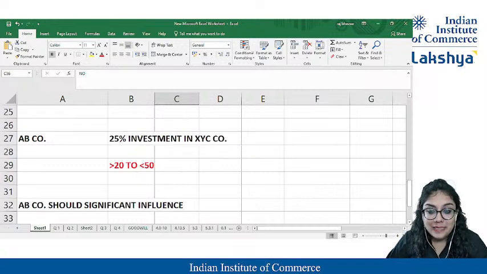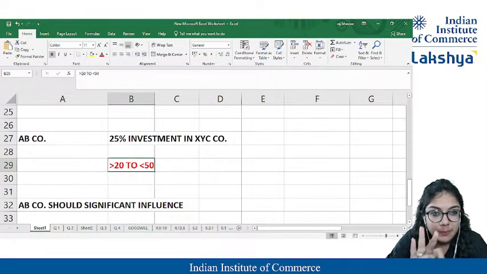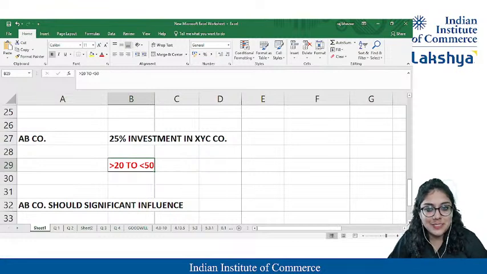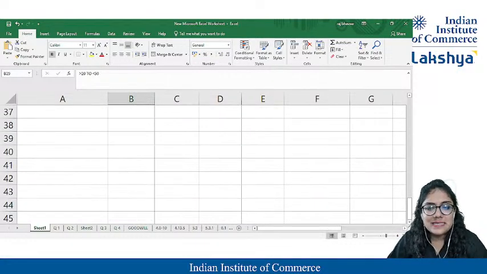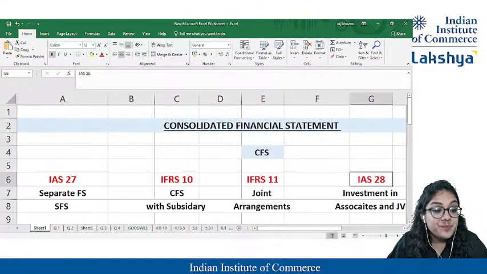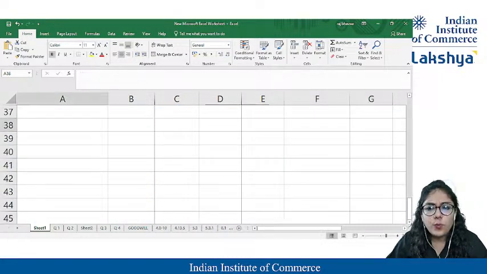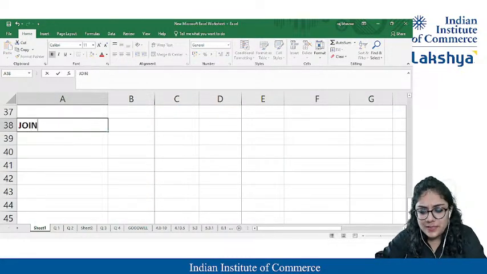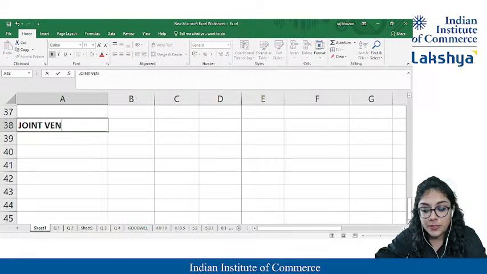So if a party is having more than 20% but restricted to 50%, that is understood as an associate. That is something which we are going to account for as per IAS 28, Investment in associates and joint ventures. So then what are joint ventures? JVs, normally we consider them as joint ventures.